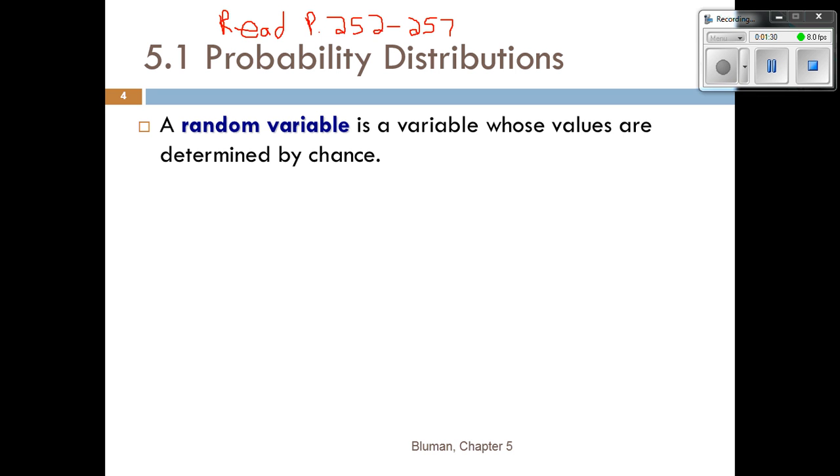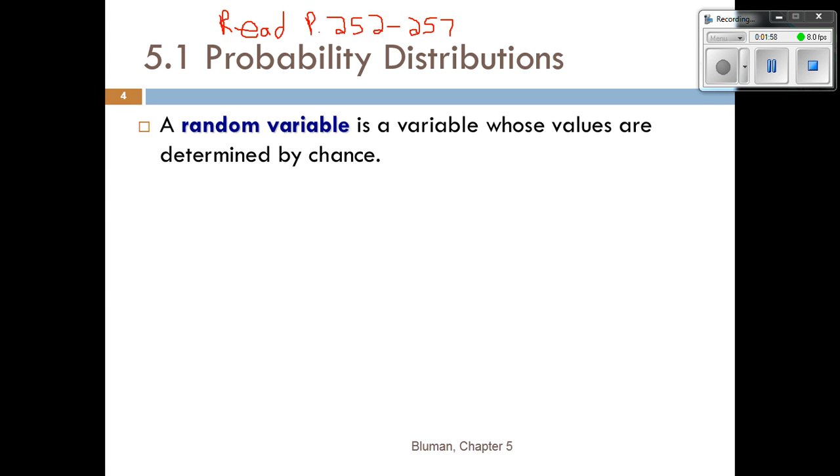A random variable is the same, except the random variable part means that it's a variable that's determined by chance. The amount of money that you have in your lunch account is not by chance. You didn't come to school the first day and just by chance some people had $30 and some people had $5 and other people had $12. It wasn't by chance. Random variables are determined by chance.